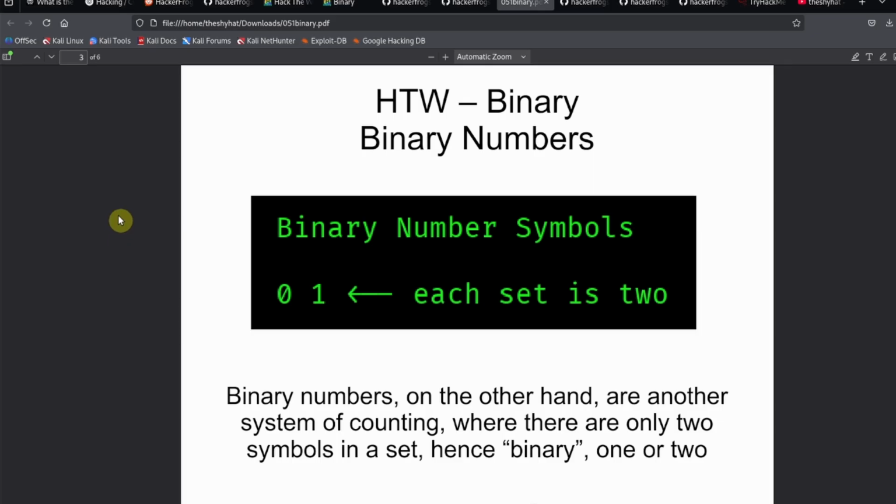So we're talking about binary numbers, which is a different system of counting. Binary numbers, on the other hand, are another system of counting where there are only 2 symbols in a set, hence binary. It's either 0 or 1, but a set has 2 numbers in it. So in this case, each set is 2. If you see a 1 and a 0, that's a set, and that represents the number 2. But there's only 2 symbols. There's 0 and there's 1.